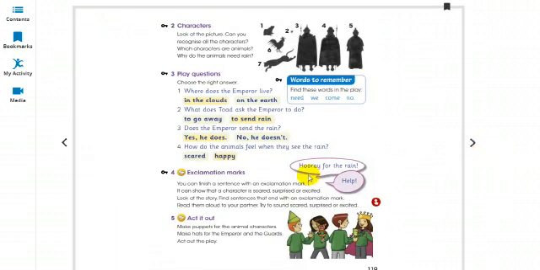The marks are put in a sentence to show that the character is scared or surprised or excited or in a shock. So yes, we are done with our unit number 8.